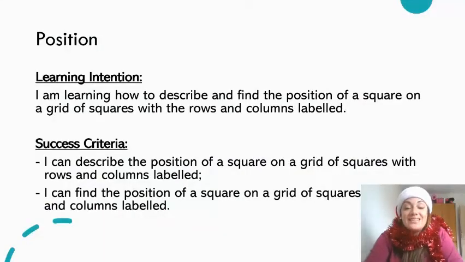Let's get started. Okay, children, let's take a look at our learning sentences for this lesson. What am I learning today? I am learning how to describe and find the position of a square on a grid of squares with rows and columns labeled. By the end of the lesson, you will be able to describe the position of a square on a grid of squares with rows and columns labeled, and you can find the position of a square on a grid of squares with rows and columns labeled.